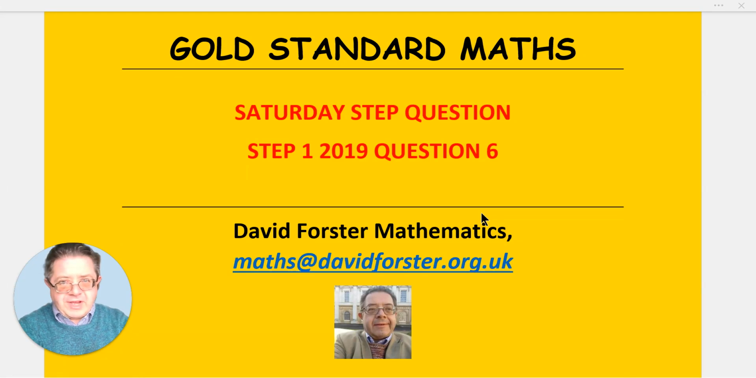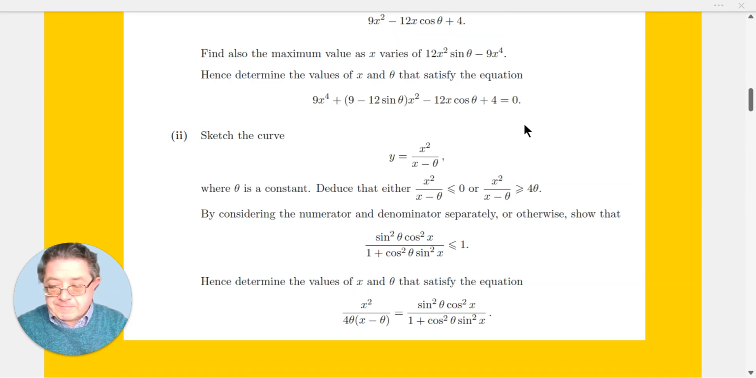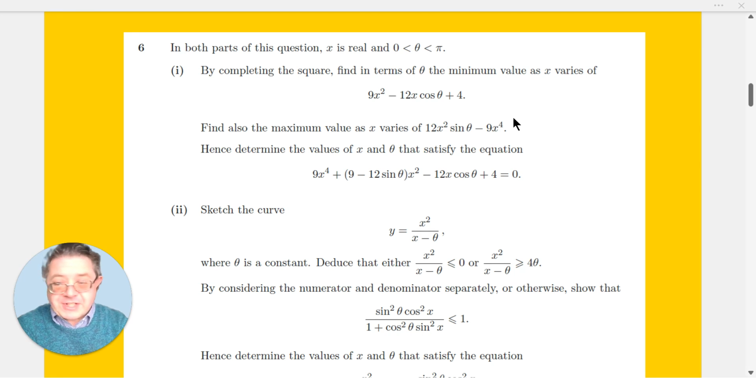I'm sharing with you today a STEP question that brings together a number of things: completing the square, curve sketching, trigonometric identities and equations, and the theme throughout is really one of maximization and minimization. This question is from 2019, STEP 1, and it's quite a long question, but if you follow it systematically and use standard techniques, you'll work your way through it.